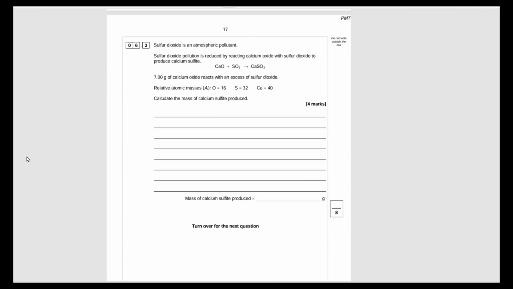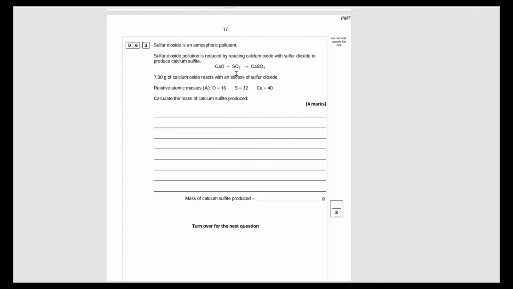We're on 6.3. We're nearly there, peeps. 2 more questions and we're done. 6.3. Sulfur dioxide is an atmospheric pollutant, so something that we're releasing into the air. Sulfur dioxide pollution is reduced by reacting calcium oxide with sulfur dioxide to produce calcium sulfite. What they do in power stations and factories where sulfur dioxide is being released, like from coal factories, in order to reduce the amount of acid rain, because sulfur dioxide causes acid rain, they spray it with calcium oxide. They can spray that up at the flues, the chimneys, and that can neutralize the sulfur dioxide in an acid-base reaction.